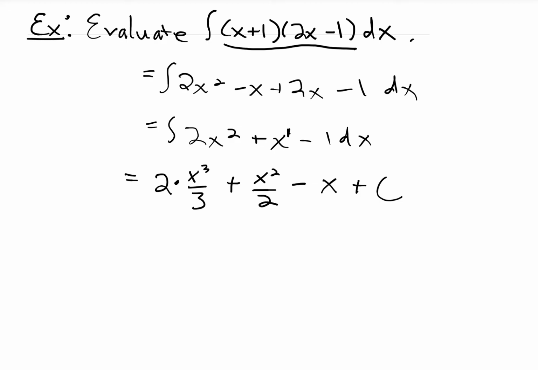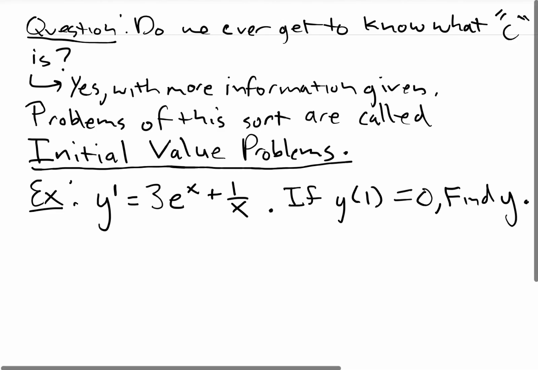Now, a comment. Do you ever get to know what that c is on the end? I've been really harping on keeping the c on the end, but what do we do with it, right? What's the point of it? Well, we only get to know what it is if I have more information that's given to us. And problems of this sort are called initial value problems because I am specifying what that c is by giving you clues that'll let you find it.